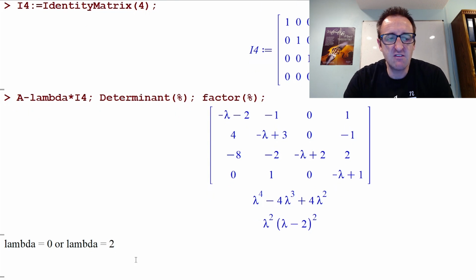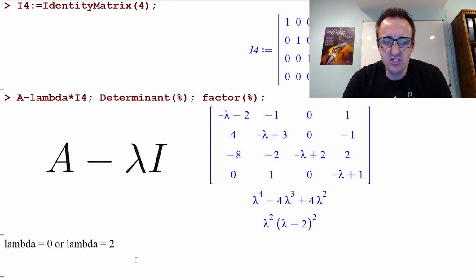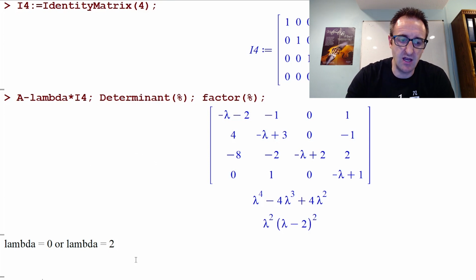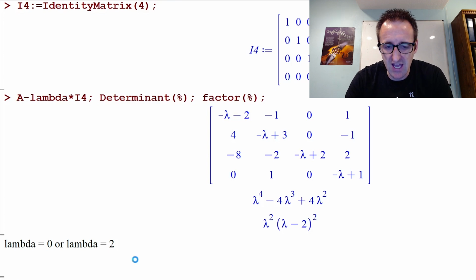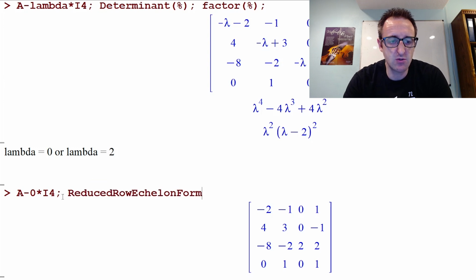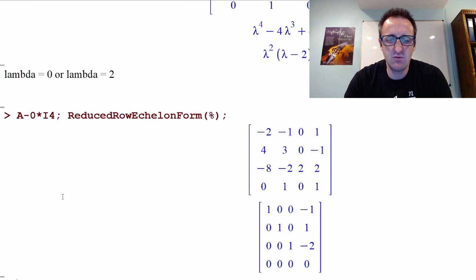To find the eigenvectors, what we need to do is construct the matrix A minus lambda I for each of the eigenvalues there. So our first one will be A minus 0 times I, which will just give us the matrix A. And then we need to find the null space of this matrix, which we can do by row reducing it. So we'll do reduced row echelon form of this matrix. And we'll end up with this here.